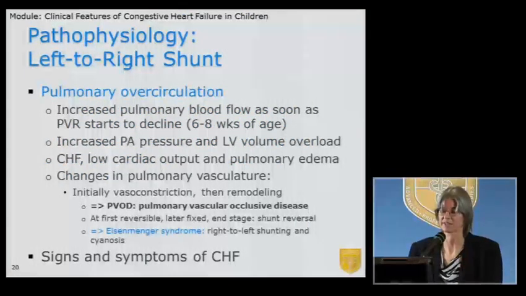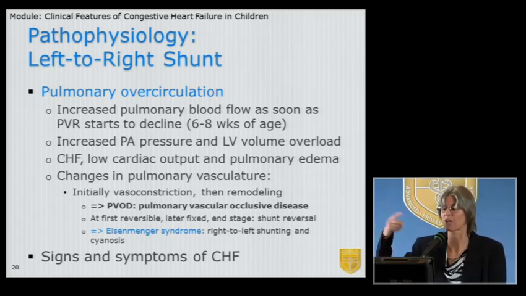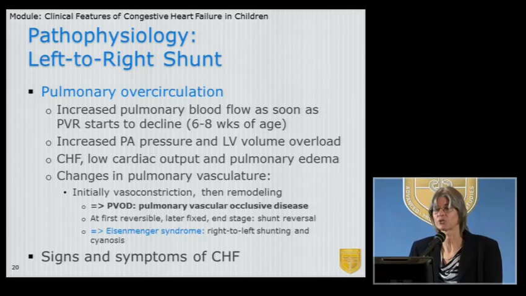And this brings us now to, I'll explain it in a second with the next slide. So back to the pathophysiology of the left to right shunt. You have pulmonary overcirculation. Increased pulmonary blood flow usually starts when the pulmonary vascular resistance starts to decline at 6 to 8 weeks of age. We talked about this in the previous lecture. You have increased pulmonary artery pressures and a left ventricular volume overload from the pulmonary circulation. It just swirls around and swirls around, and it doesn't get out to the systemic circulation, so you have congestive heart failure, low cardiac output, and pulmonary edema.